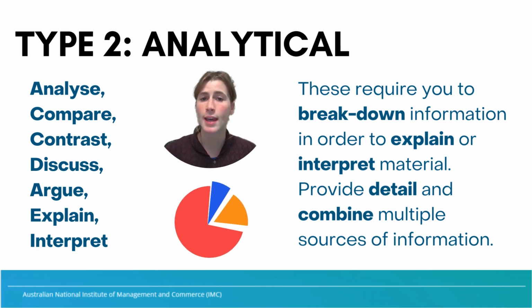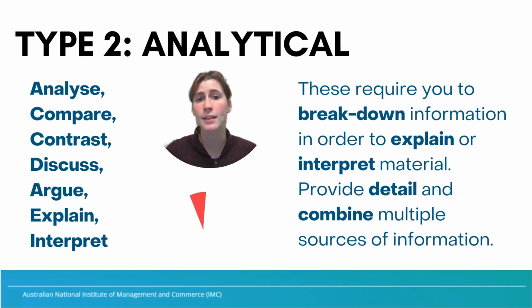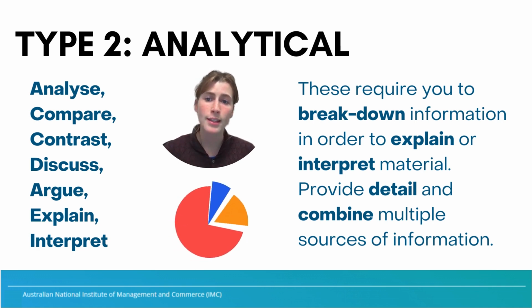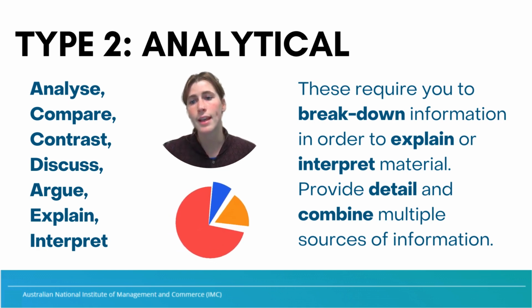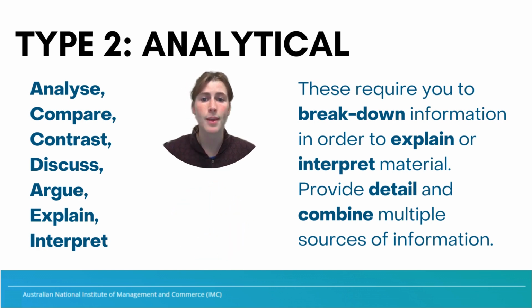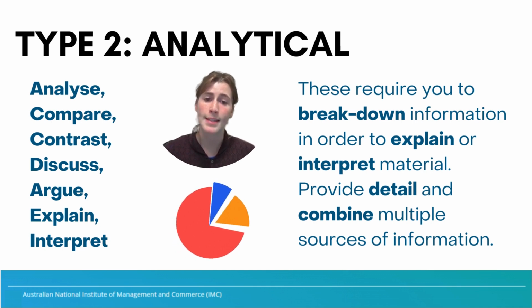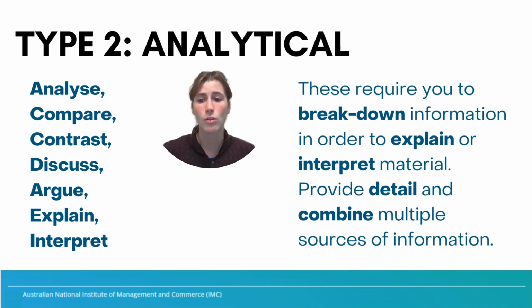The next question type is type 2, analytical questions. This category is a little more complex. With analytical questions, you need to simplify information into its separate parts. You need to give evidence for each part and draw from multiple sources. By showing the parts that make up a bigger idea, we can better understand the whole.